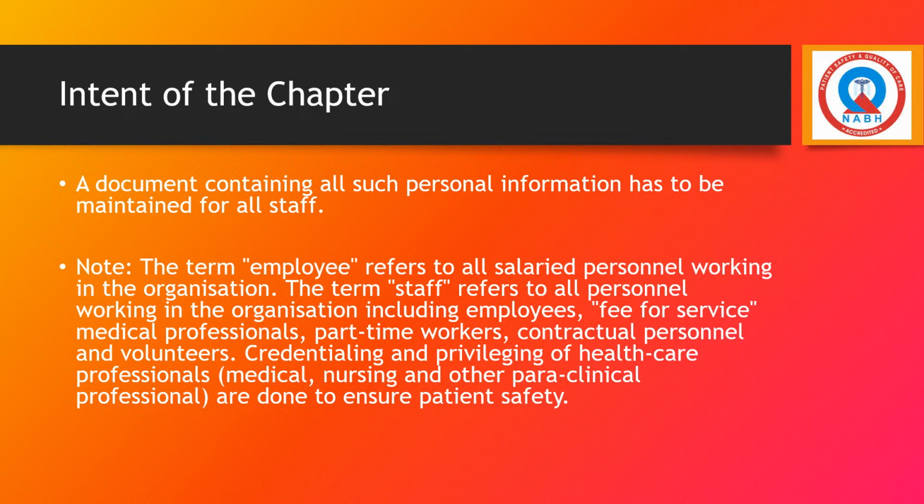Now the note here on the slide is really very important again. So the term employee refers to all salaried personnel working in the organization. The term staff refers to all personnel working in the organization, includes employees, fee for service medical professionals, part-time workers, contractual personnel and volunteers. Credentialing and privileging of healthcare professionals, medical, nursing and other paraclinical professionals, are done to ensure patient safety. Okay, so now we will move on to the next slide, which will talk about the standards of this particular chapter.